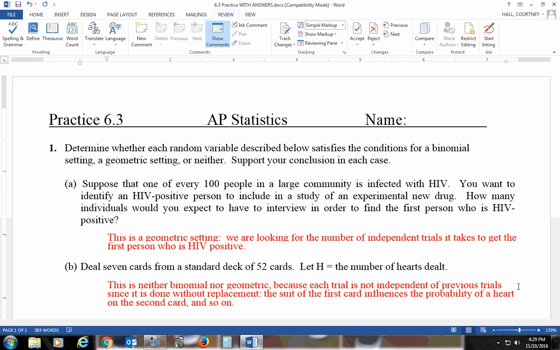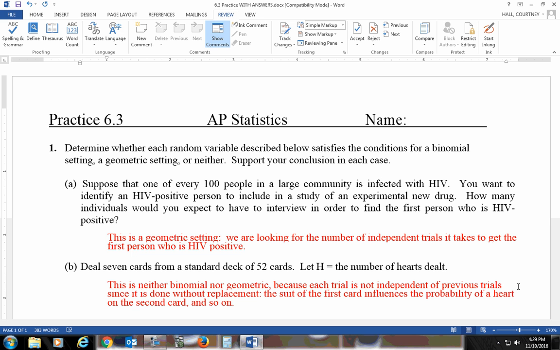This is a geometric setting because even though you know that there's 1 in 100 people in the community that has HIV, you're going to keep interviewing people until you find one that's positive. So you don't know how many trials that's going to take, so that's why it's not binomial. It says we are looking for the number of independent trials it takes to get the first person who is HIV positive. So you're not asking, what's the probability if I interview 100 people that exactly 18 of them are going to be HIV positive. We don't know the number of trials it's going to take before we find the first one who actually is HIV positive. So that makes it geometric.